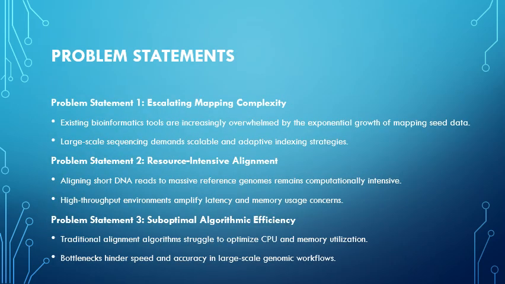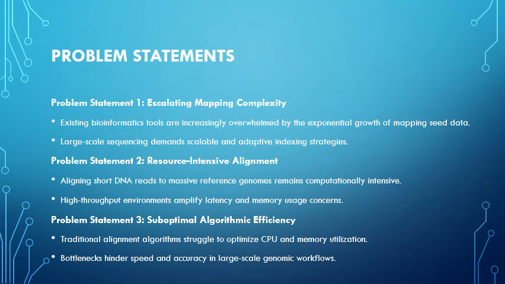These are the problem statements in DNA sequence alignment. The first problem statement is escalating mapping complexity. Existing bioinformatic tools are increasingly overwhelmed by the exponential growth of mapping seed data. Large-scale sequencing demands scalable and adaptive indexing strategy.